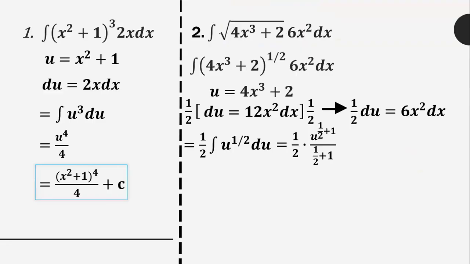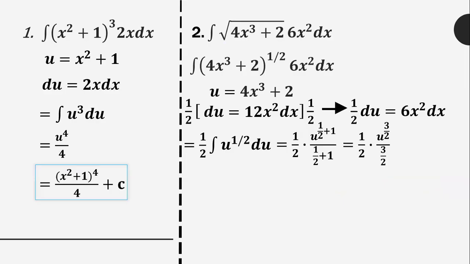This time, we can apply now the power rule by adding 1 to 1 half, and then over 1 half plus 1. So that becomes the coefficient 1 half, u raised to 1 half plus 1 over 1 half plus 1. And what is 1 half plus 2 over 2? Isn't it 3 halves? So we can now rewrite it as 1 half u raised to 3 halves over 3 halves.